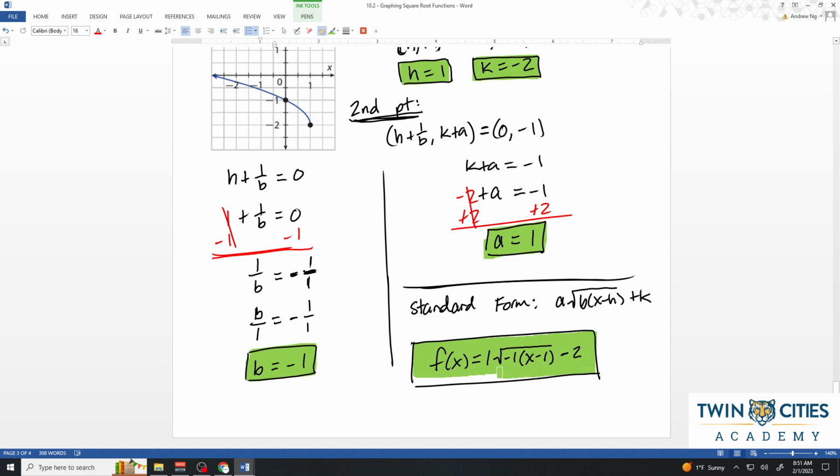So today we've learned how to define what's going to happen in the graph of a square root function given its parameters. We've learned how to find the domain and range of one of these square root functions, as well as, given the graph, how to find the actual function for that graph in standard form.